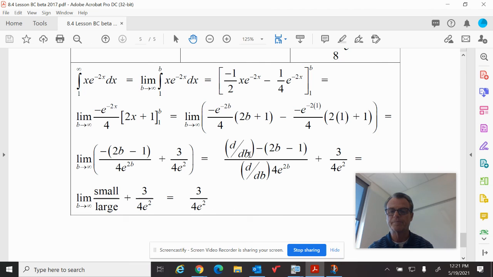And you end up with the same type of thing. L'Hopital in this step, and you get this: the limit as b goes to infinity of small over large, plus this thing, which doesn't depend on b. So the value of the integral is 3 over 4e squared. Okay?